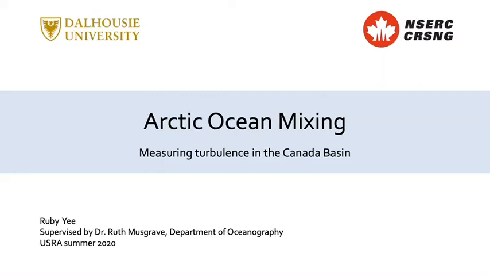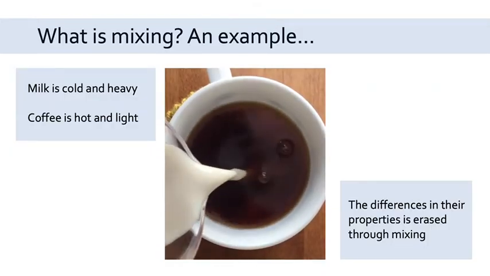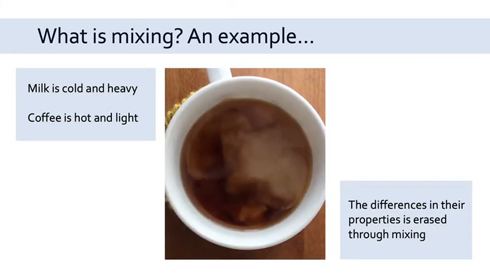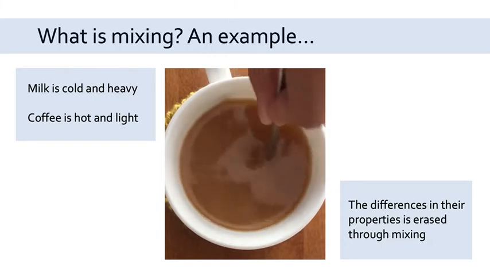My name is Ruby Yi, and this is a brief summary of my research on mixing in the Arctic Ocean. Now, mixing is exactly what you think it is. Take two fluid masses with two different properties. Milk is cold and heavy, while coffee is hot and light.